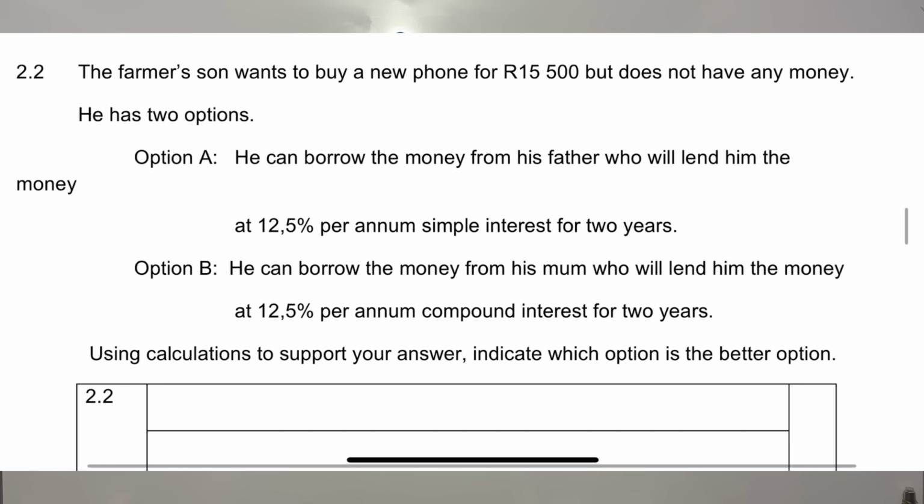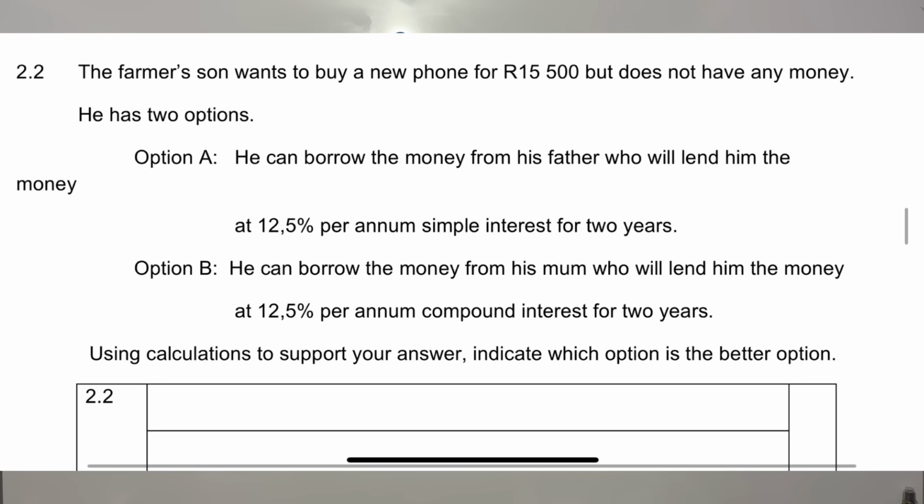Now, some of you already can tell, okay, mom, really, you are charging me compound interest at the same interest rate, same number of years. I already can tell who I'm going to pay more. But now we have to use calculations to support our answer and then indicate which option is the better option. Now, you know that simple interest and compound interest each has their own formula.